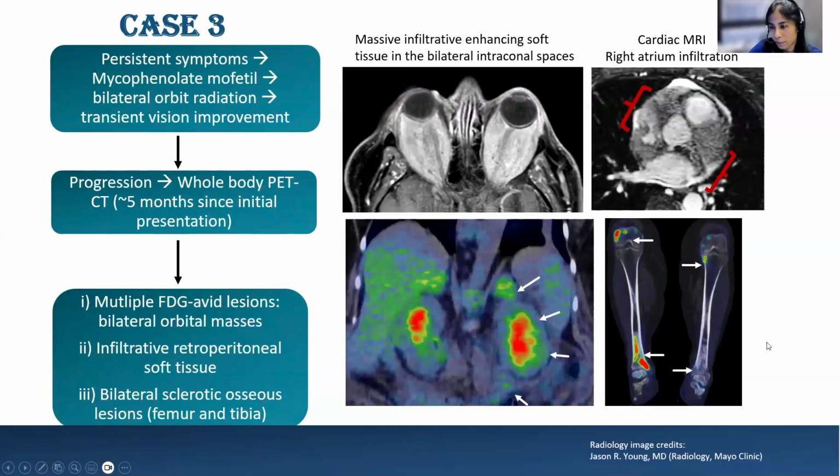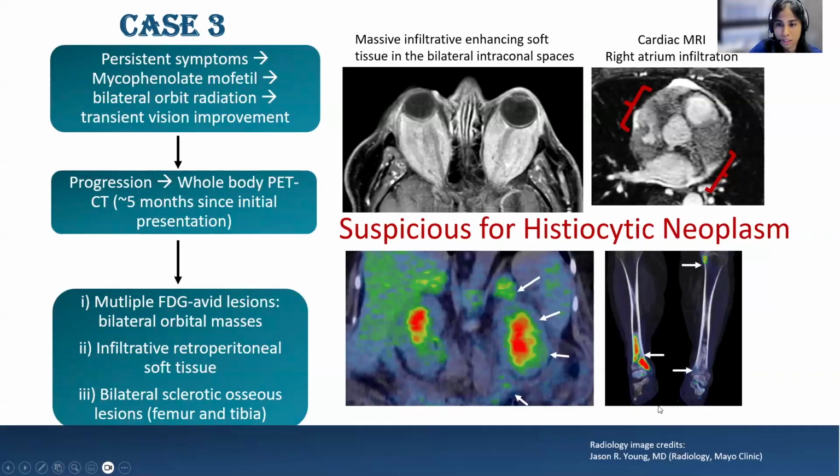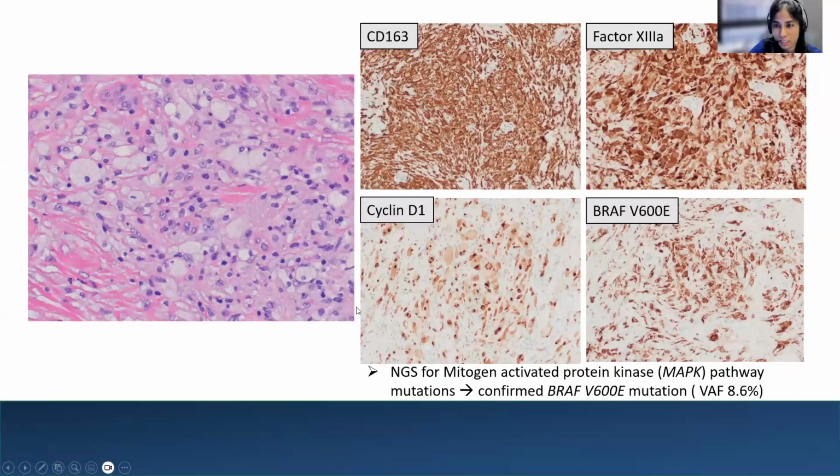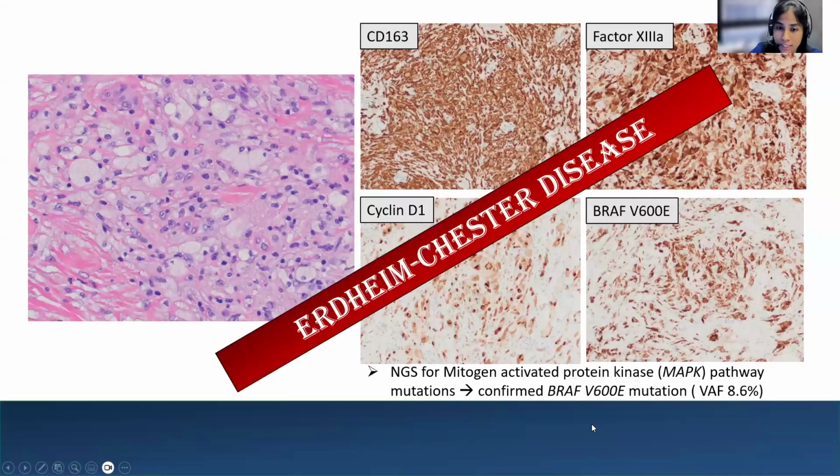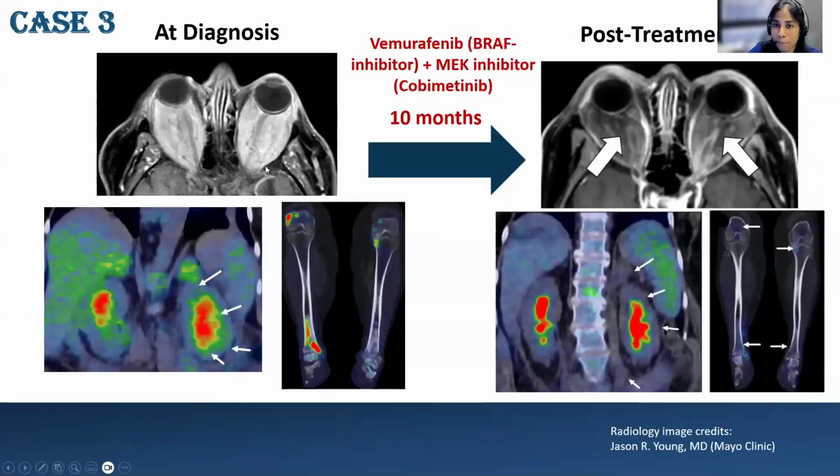Radiologically, this combination is typically seen in a histiocytic neoplasm, specifically Erdheim-Chester disease. And on re-evaluation of the pathology, we identified these histiocytes as diffusely positive for cyclin D1 and BRAF V600E, which was also confirmed by molecular analysis showing the BRAF V600E mutation. This was a case of Erdheim-Chester disease that was mimicking a benign xanthogranuloma. On further follow-up, the patient was treated with a MEK inhibitor and BRAF inhibitor as combination therapy. And you can see this remarkable response in these bilateral orbits, showing complete resolution of the infiltration that was present at diagnosis.